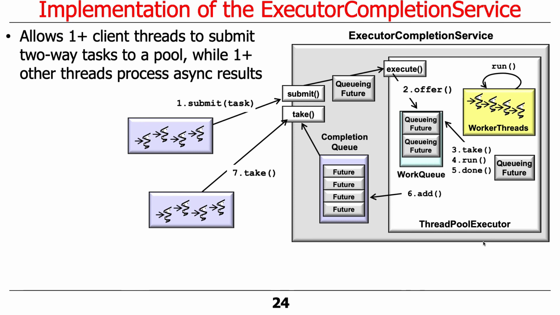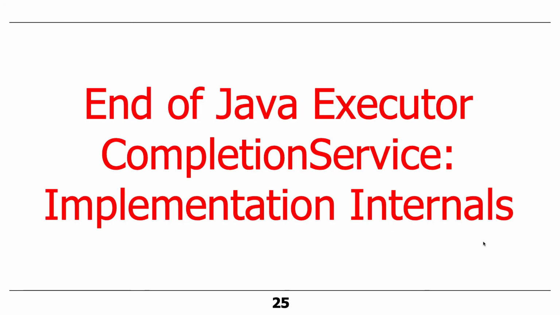So the long and the short of it is that this allows one or more client threads to submit tasks, which are processed by one or more threads in the executor thread pool. And then one or more threads can wait to process the results as they complete asynchronously. So very cool, very, very concurrent. And that's the end of the internals.